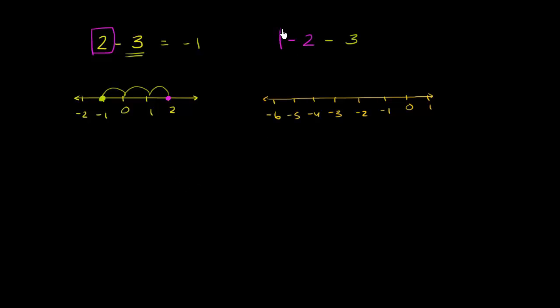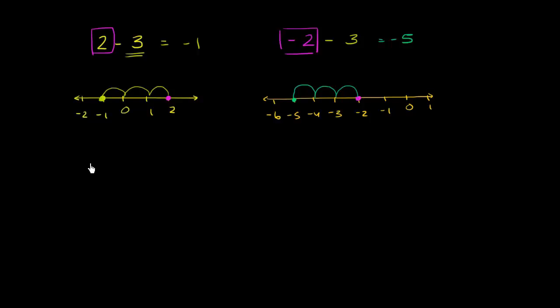But we're starting at -2, and then we're subtracting 3 again. So once again, we're going to move 3 to the left of -2. So we go 1, 2, 3. We end up at -5. So this is -5. Notice in both situations, we subtracted 3. We moved 3 to the left on the number line. It's just here we started 2 to the right of 0. Here we started 2 to the left of 0. This is -2.